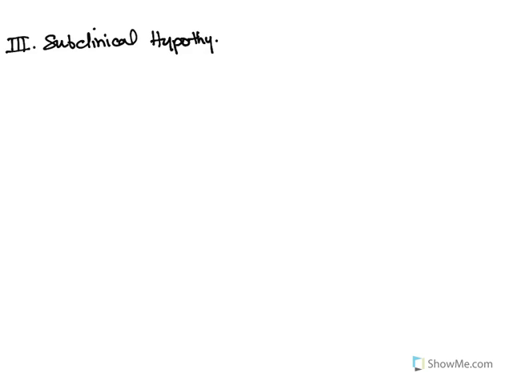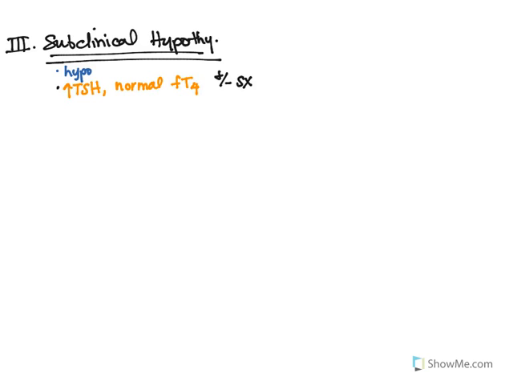I think this is also a highly testable area. Subclinical hypothyroidism is, of course, symptoms of hypothyroidism. Patients usually present with a high TSH, but then a normal free T4. Now, keep in mind, symptoms of hypothyroidism are easy to pick up on patients. These patients may or may not have symptoms. If they do, they'll be symptoms of hypothyroidism.